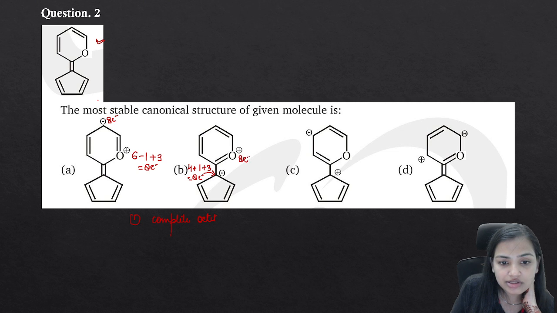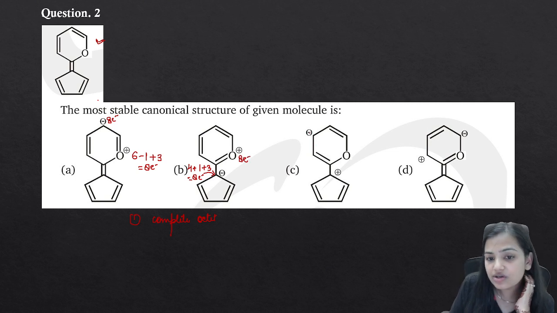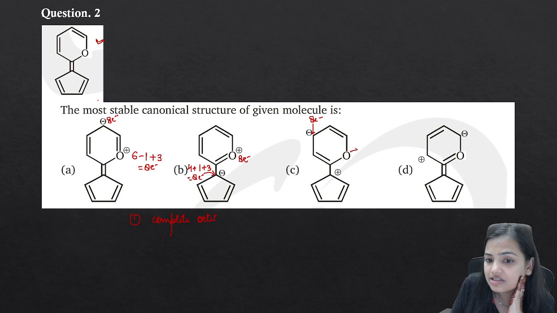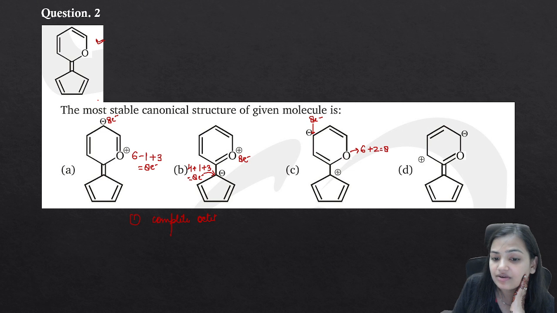So here also the octet is complete. If you will see over this particular carbonyl, its octet is complete. As I told you, carbonyls are 8 electron species. Oxygen, its octet is also complete. Its valence shell electron is 6 plus, is there any charge? No charge. There are only 2 bonds. So 6 plus 2 is 8. This is an 8 electron species.